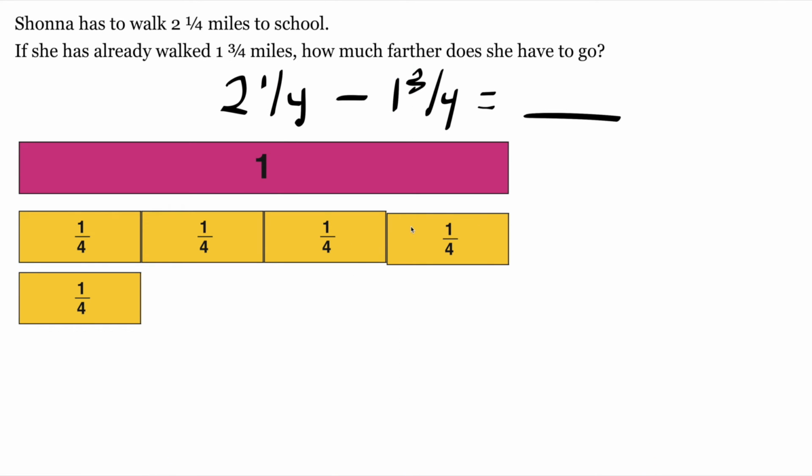So I can just swap out that 1 whole for those 4/4. I've still got the same amount. I've still got 1 whole, 2 wholes, and a quarter. I've still got 2 1/4 miles. It's just that I've renamed it as 1 whole mile, 4/4 miles, and 1/4 mile.